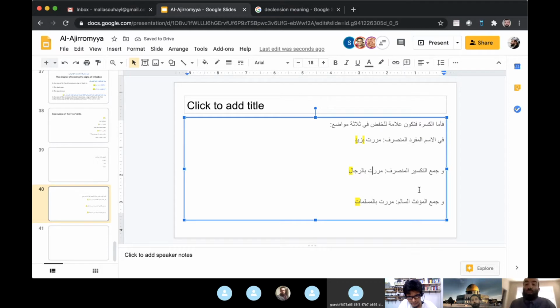Okay. So again, quickly, we're talking about the inflection of al-khafd. Al-khafd has three signs: al-kasra, al-ya, and al-fatha. Now we are specifically looking at al-kasra, and where it becomes a sign of al-khafd. Al-kasra becomes a sign of al-khafd in three places: in the singular noun that is fully declinable, in the broken plural that is fully declinable, and in the sound feminine plural.